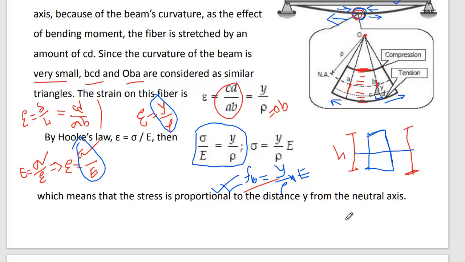Are you getting the concept? This is the cross section of the beam. If you consider y here, you will get one value. You consider y here, here. Similarly, if y is topmost, it will be similar. As you increase the value of y, the value of stresses is also increasing, because rho and E will be constant. So can I draw the diagram like that?